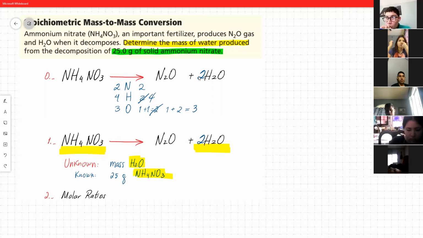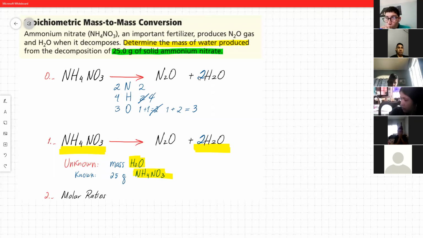Now, what happens with the molar ratios? As I was telling you before, you have to relate the two substances, unknown and known. And then you have to write the mole ratios. Remember that when you don't see a number, it's an invisible one. So I'm going to put all the invisible ones. Okay, I have one right here. I have one right here.